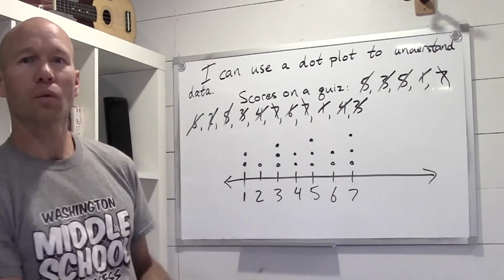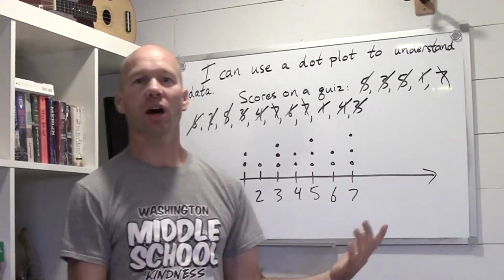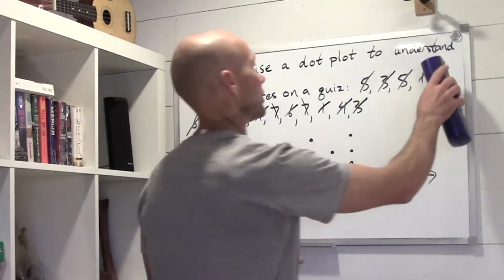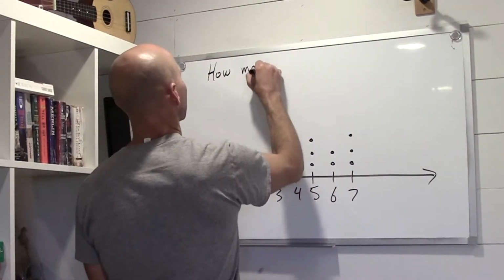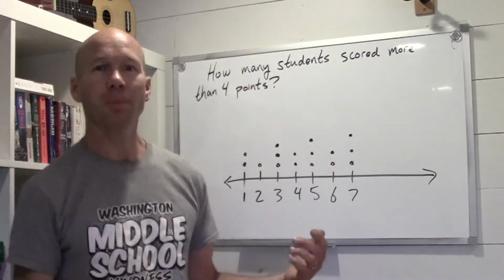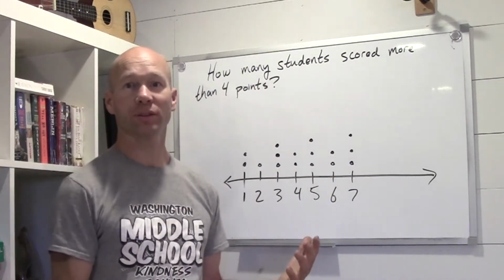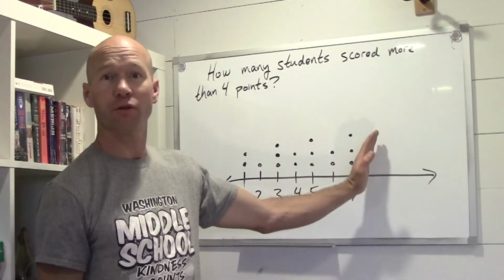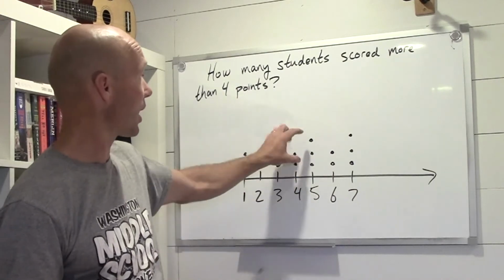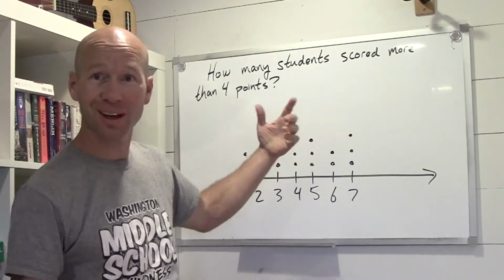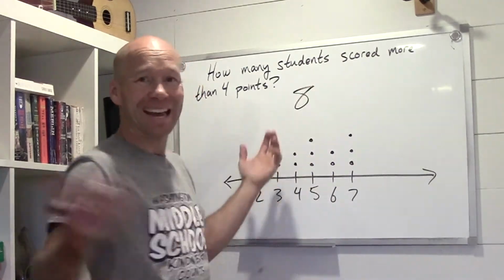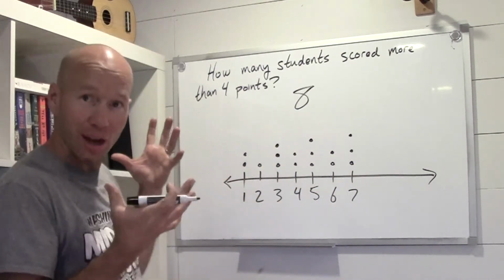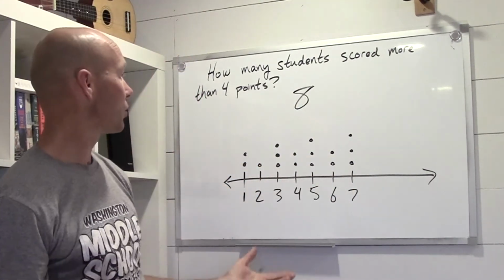Now when we've got a dot plot, it makes it easier to understand some of our information. So if I were to have a question like this: How many students scored more than 4 points? Well, I can just look at 4 right here, and I know that everybody above 4 is the ones that scored more than 4 points. So I've got 3 plus 2 plus 3, I've got 8 students, so I would just say 8 is my answer. And because I have the dot plot there, it makes it easy and quick to get a visual. I can kind of visualize what's going on with these questions.